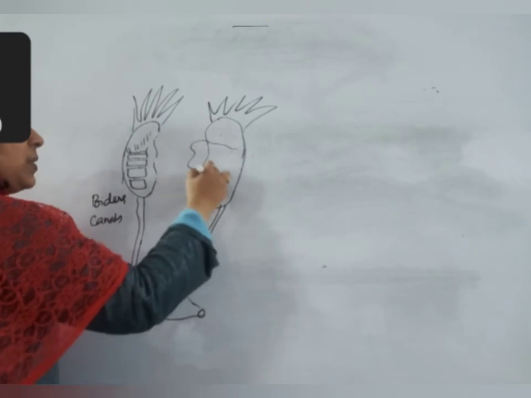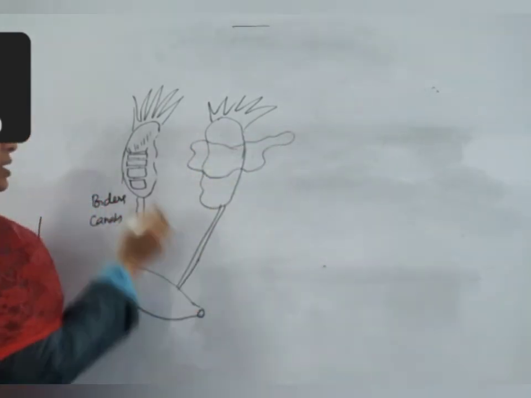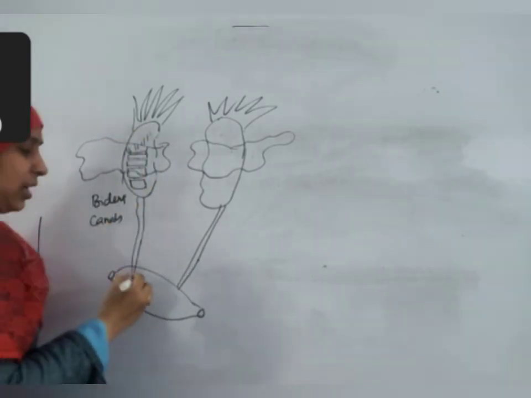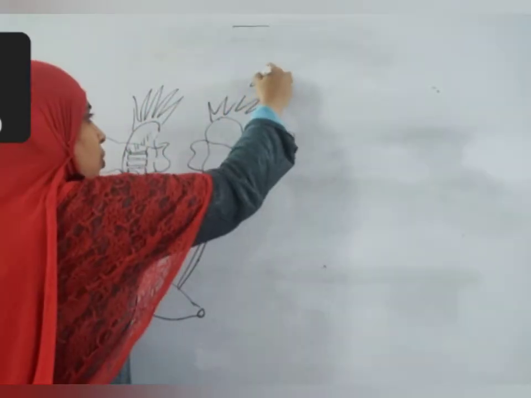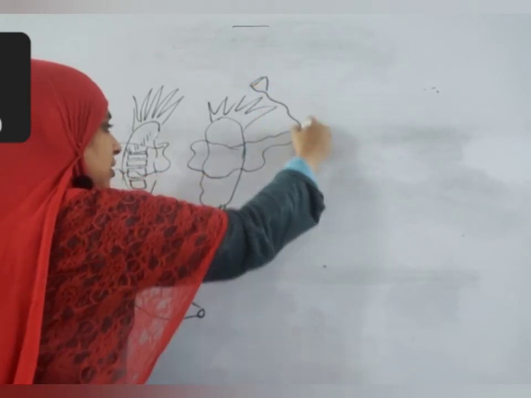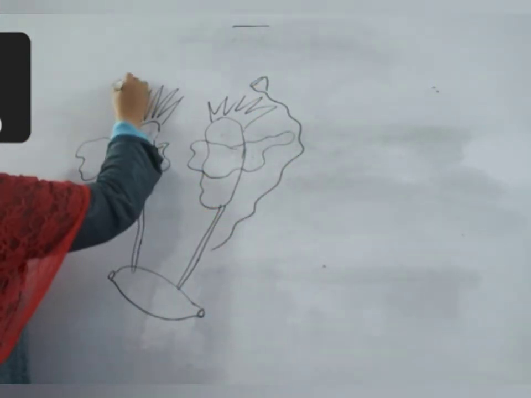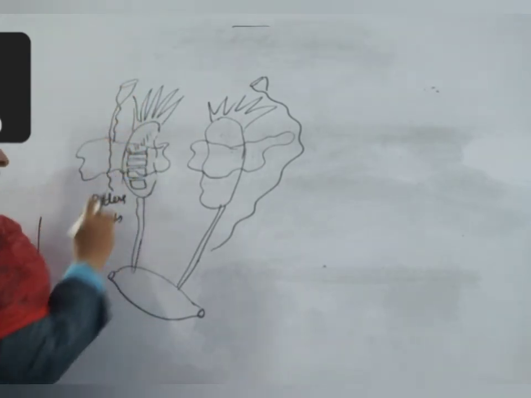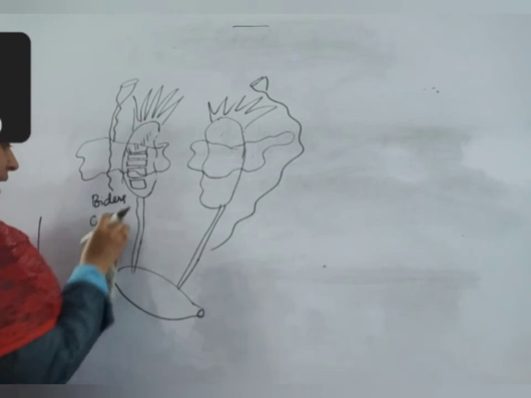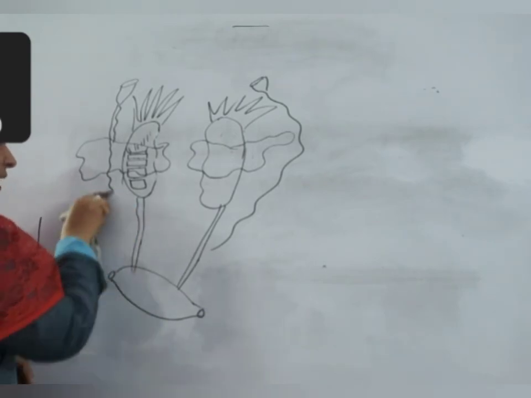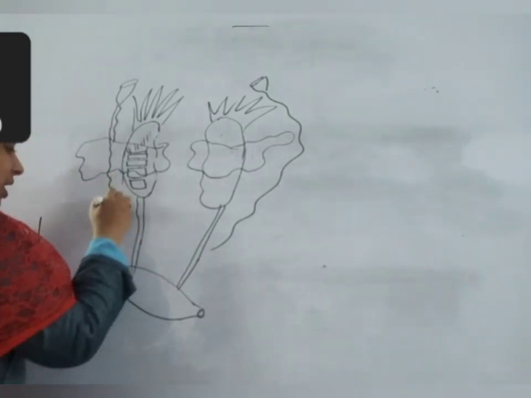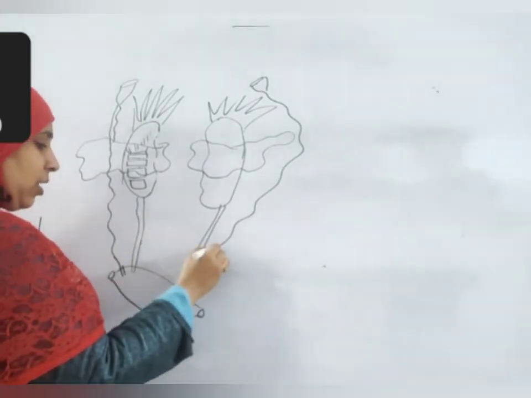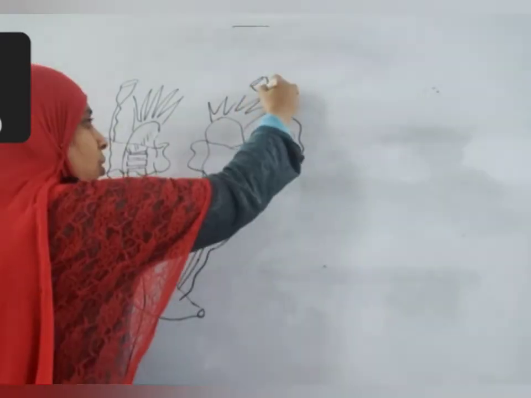And here the ovary is present. There is no particular shape, simply a shapeless ovary is present. And the oviduct is present here, like this. It goes behind the ovary. It's not connected to the ovary in any way, but it goes behind and comes around, and it opens into the cloaca. Whether it is male or female, the opening is in the cloaca only.